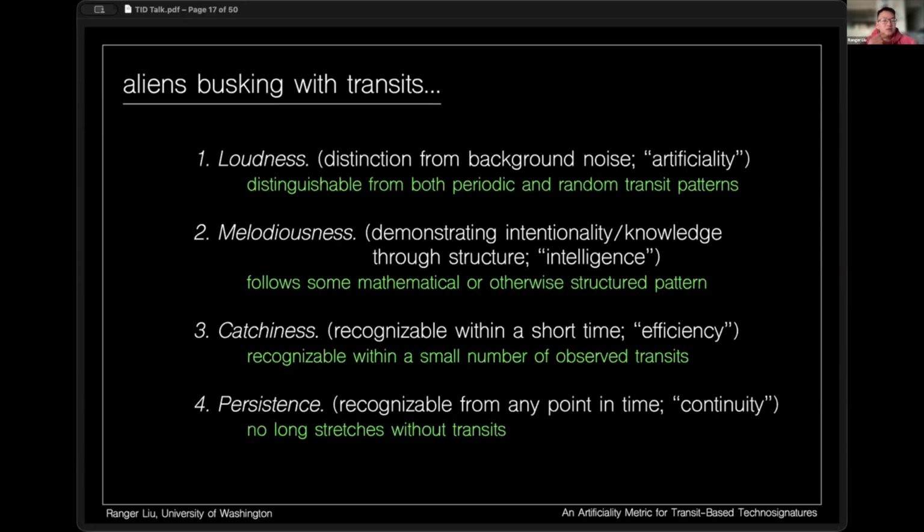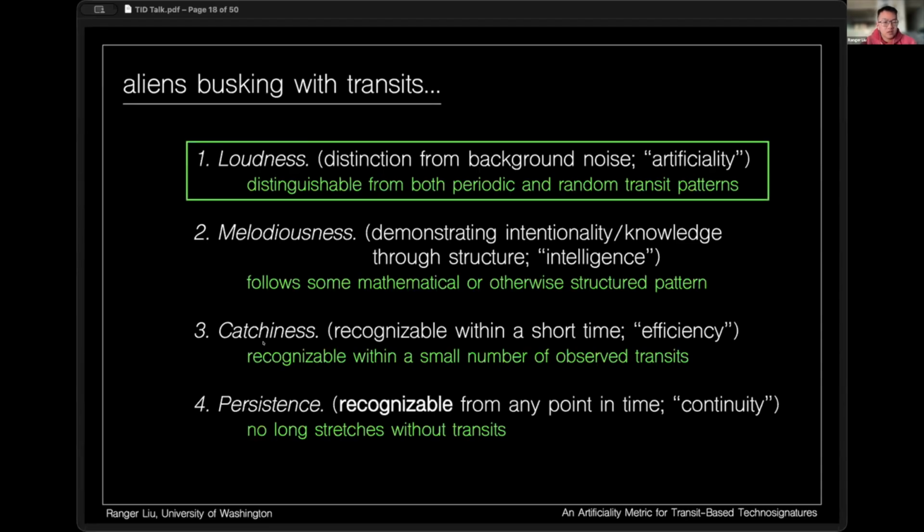So loudness we will define as being distinguishable from both periodic and random transit patterns. Melodiousness will be an artificial transit pattern that follows some mathematical or otherwise structured pattern. Catchiness will mean that the signal is recognizable within a small number of observed transits. And then for persistence, we want to have no long stretches without transits.